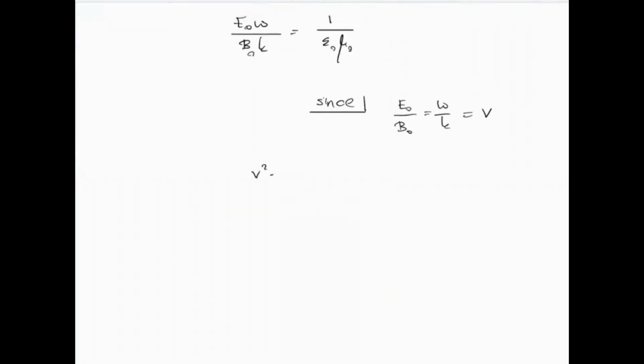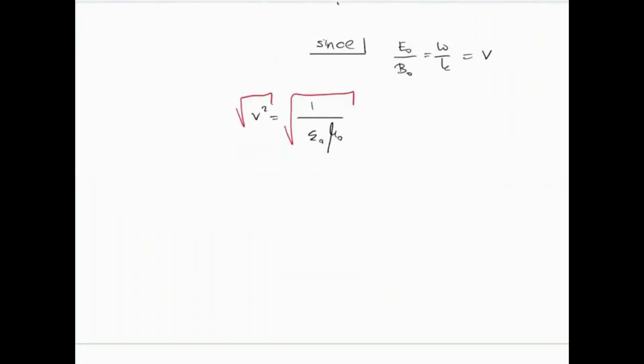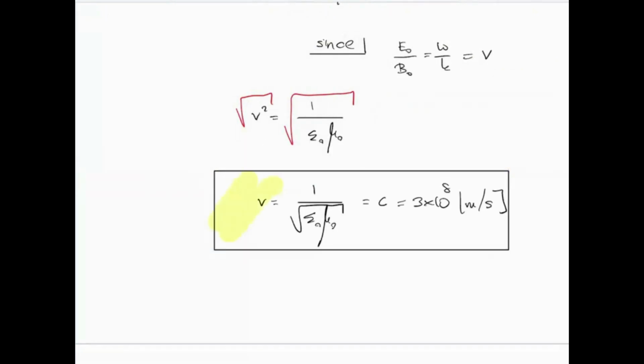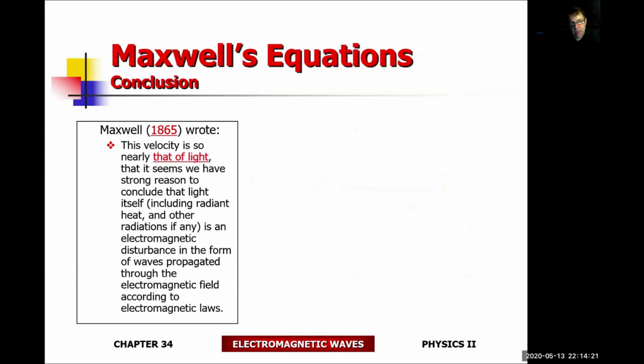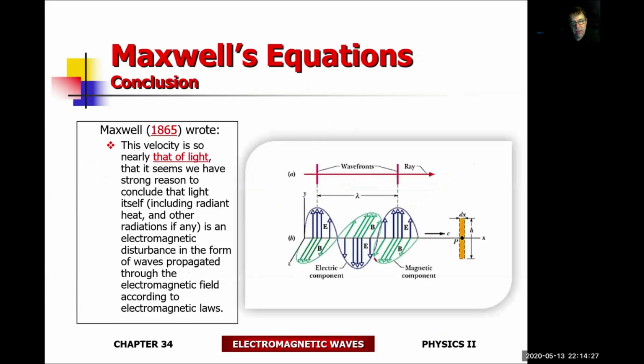The terms on the left-hand side are related to speed, so it's going to give you the square of the speed. When you get rid of the square by taking the square root, you find that the wave travels at the speed of light, which means that light is an electromagnetic wave. All right, so that becomes the conclusion of the research paper that he publishes in 1865.